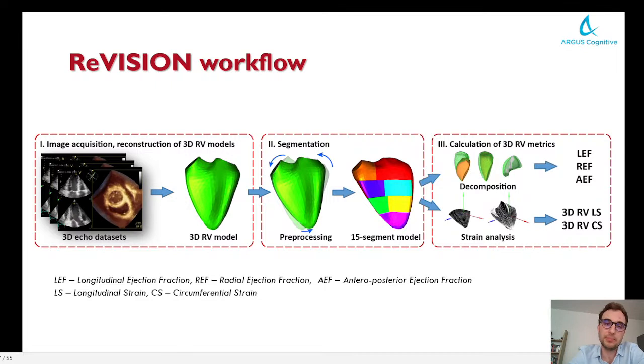First, we are doing a pre-processing by standard reorientation of the right ventricular mesh, and after that the software does the segmentation to our custom 15-segment model. And after that we calculate our right ventricular metrics. So first we are doing the decomposition, but we are also doing a strain analysis in order to quantify longitudinal and circumferential strain measures as well.